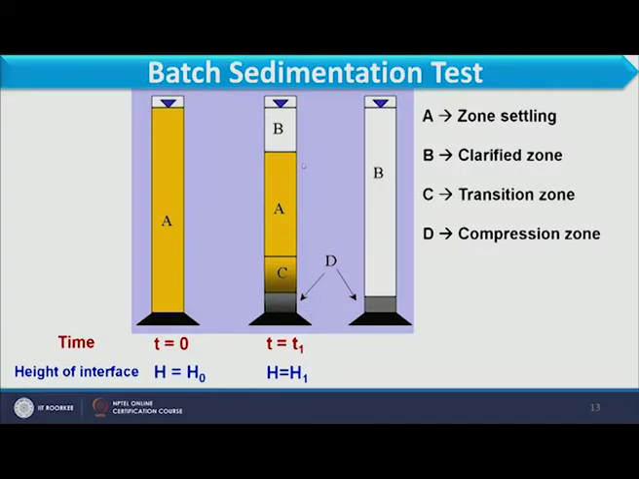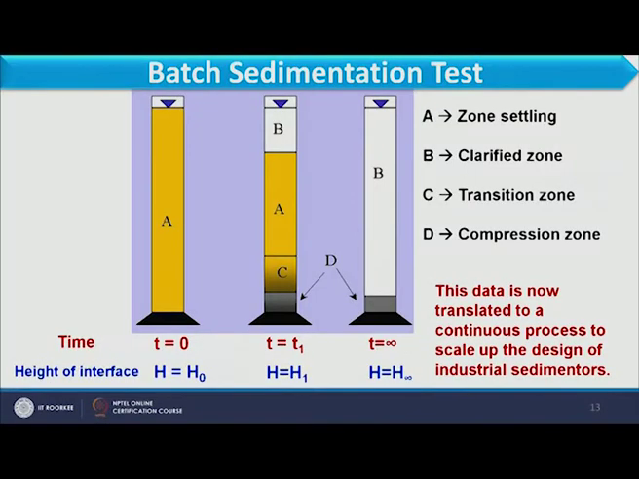So at time t equal to 0, though that interface will not be available, we have to consider the total height of the solution available in the cylinder, so that we have denoted as h naught. At time t1, the height will be h1. So that height is basically the height of this interface. So at t equal to t1, this is h1, and similarly at t equal to infinity we have h equal to h infinity, which is nothing but the total height of the compression zone, and it takes too much time to achieve this compression zone height h infinity.